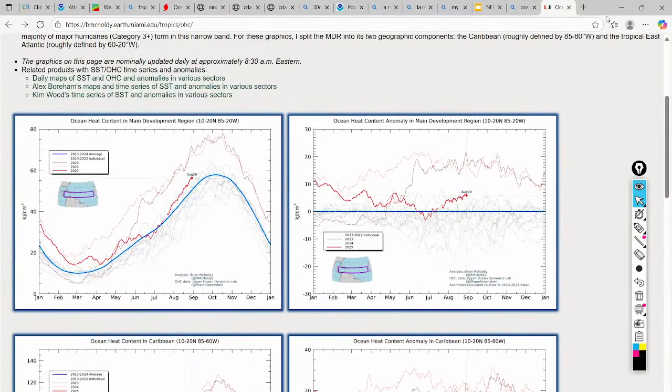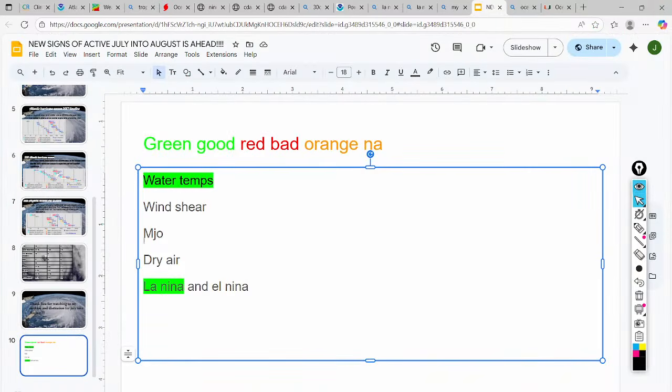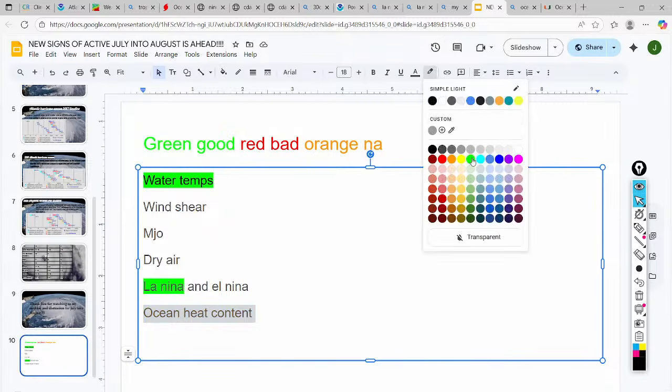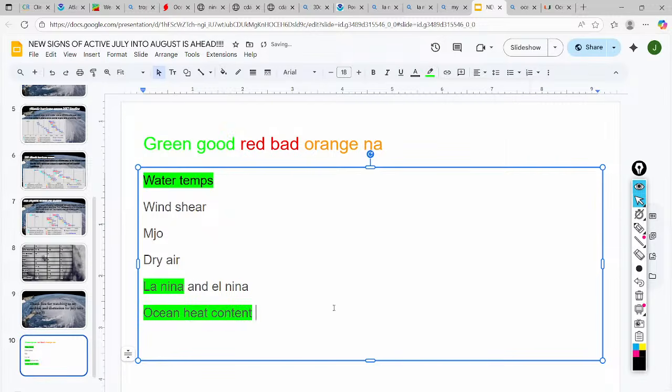This is another great website. We're going to look at ocean heat content. So when we take a look at ocean heat content here, ocean heat content is perfect, okay? We don't need this anymore. We already have green lights on why the Atlantic's not done yet, okay?